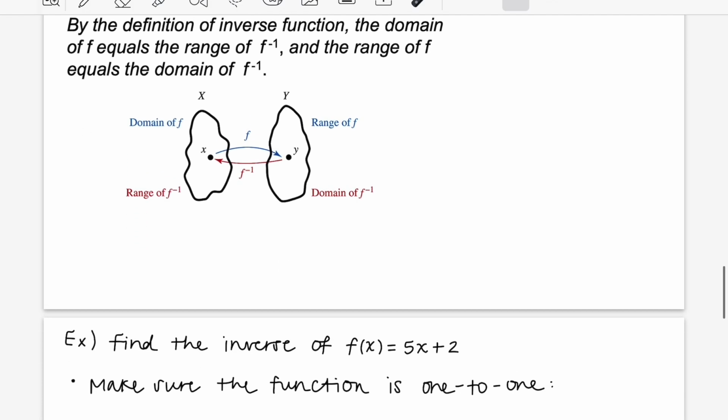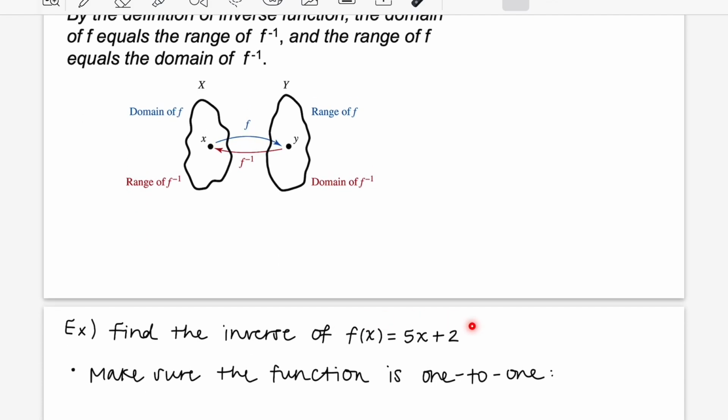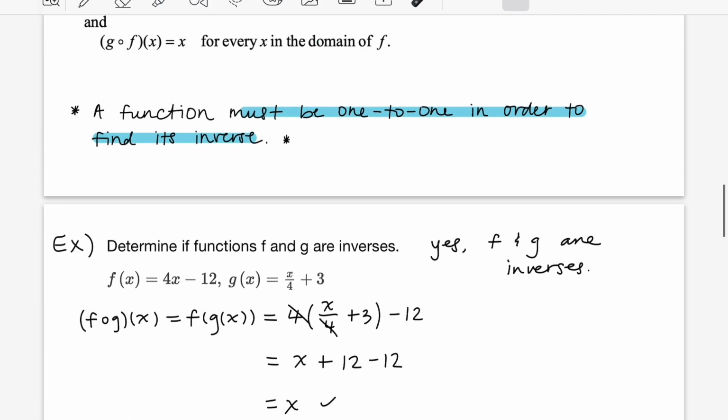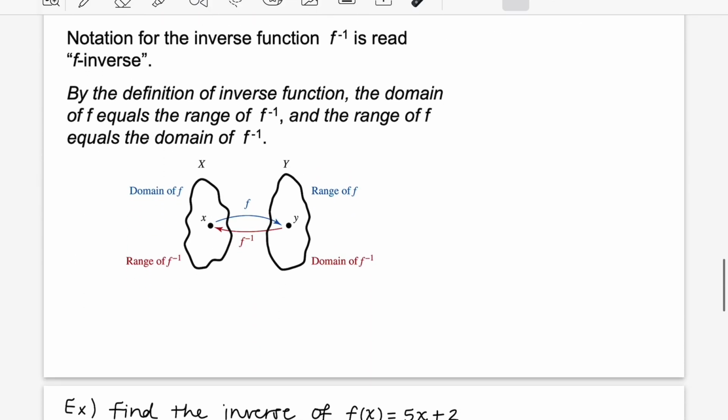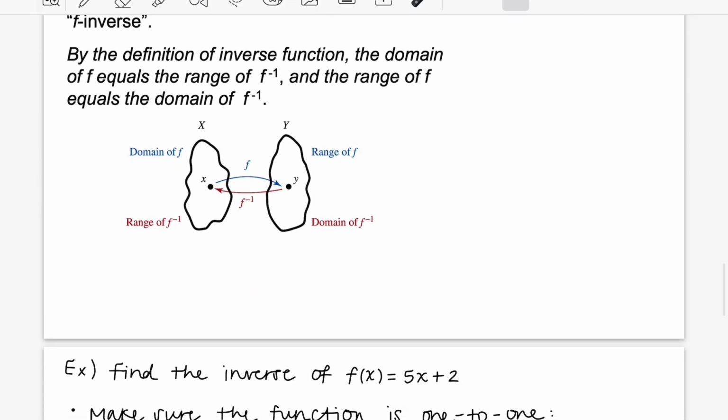So let's look at this example here. We want to find the inverse of this guy here. So recall we said that a function must be one-to-one in order to find its inverse. So the first thing we want to do is make sure that the function is in fact one-to-one.